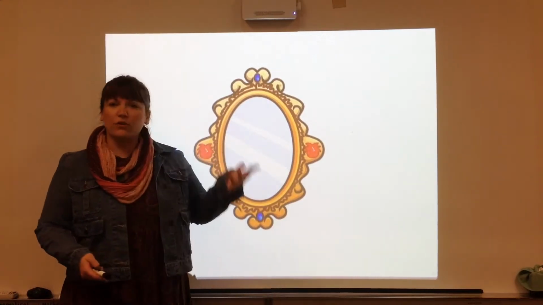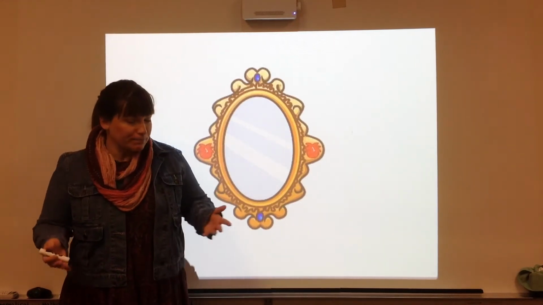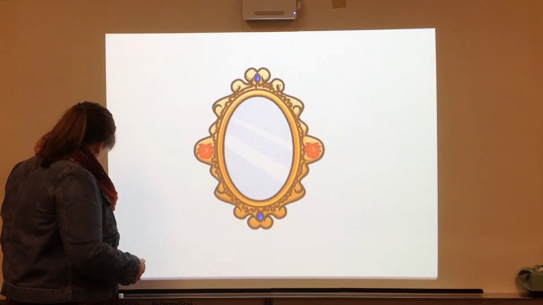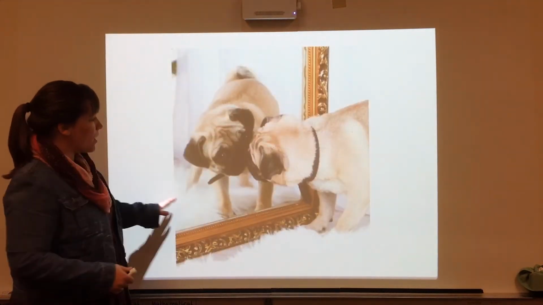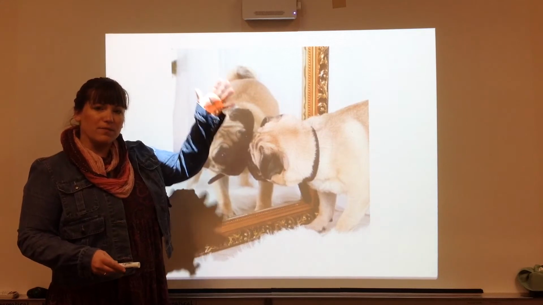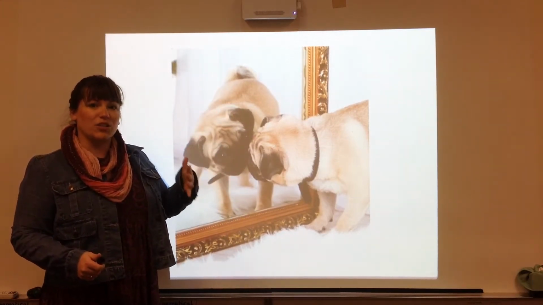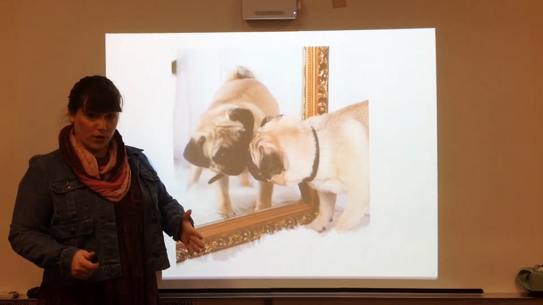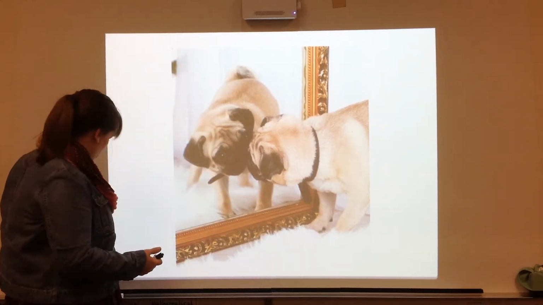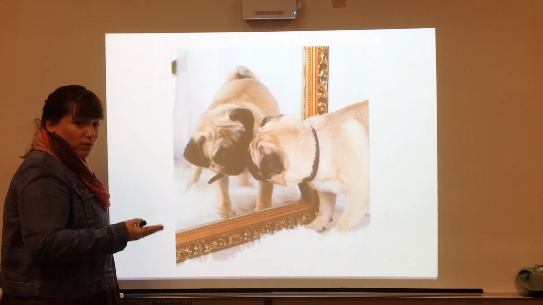So obviously, when you look into the mirror, you see your reflection. Similarly, I have a couple pictures with a mirror. The mirror line, or the point where your image is reflected, is vertical. So you can see this pug looking at himself, and you have a vertical mirror.